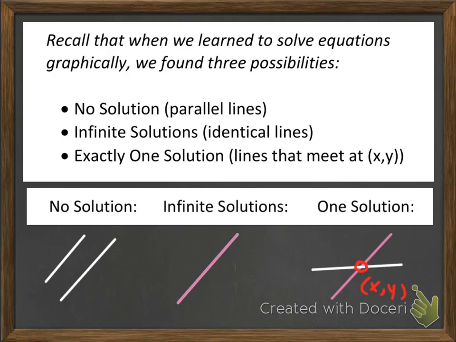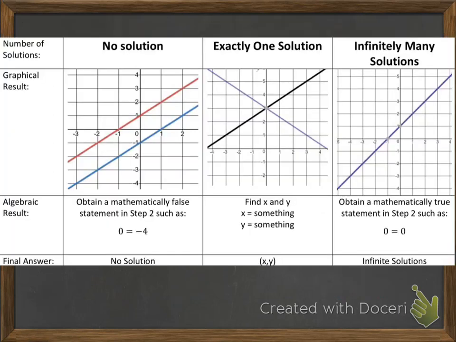Those same three outcomes are also possible when we solve using substitution, as you saw in the substitution video. So when we solve graphically and we have no solution, that means we have parallel lines. Algebraically, we would obtain a mathematically false statement in step 2, such as 0 equals -4. In both cases, our final answer would be no solution.